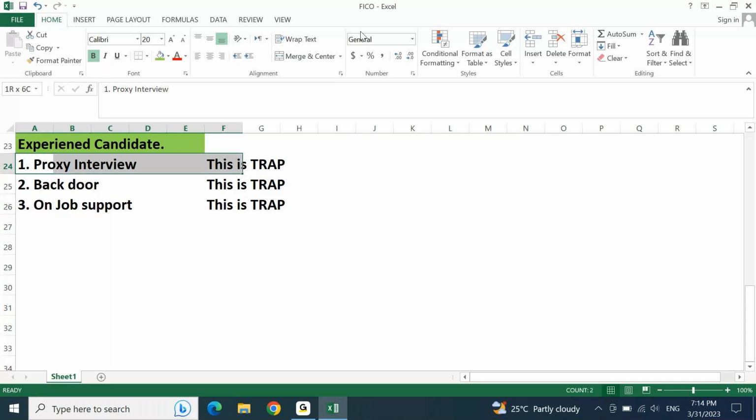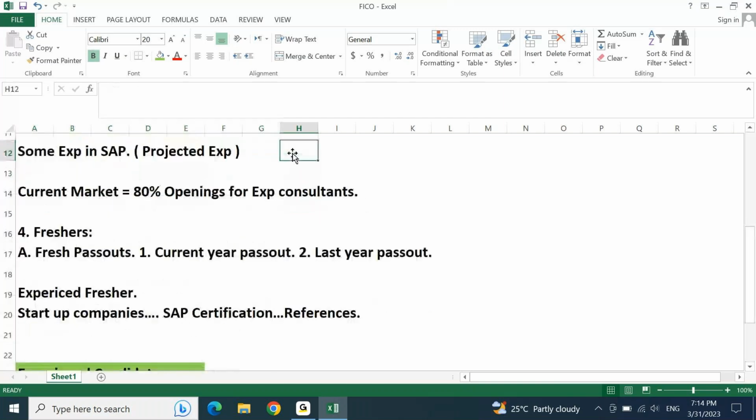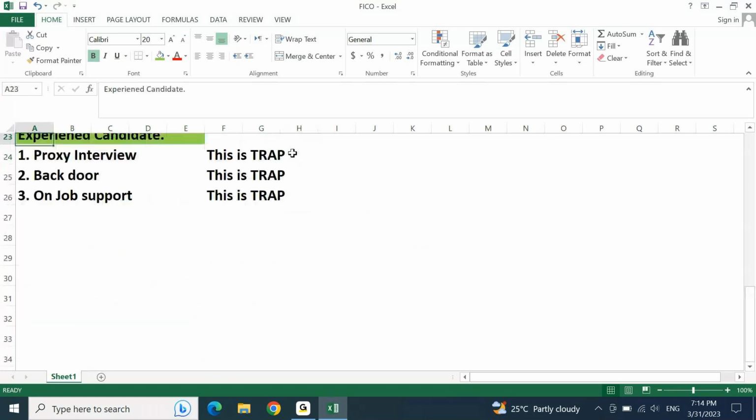These three things should not be in your mind. If these three things are in your mind, you will never get a SAP job. Even if you get a SAP job, you will never become a successful consultant. As long as you are behind these three points, forget about becoming a consultant, forget about making a career in consulting. Not possible, because these are straightforward market trappings.